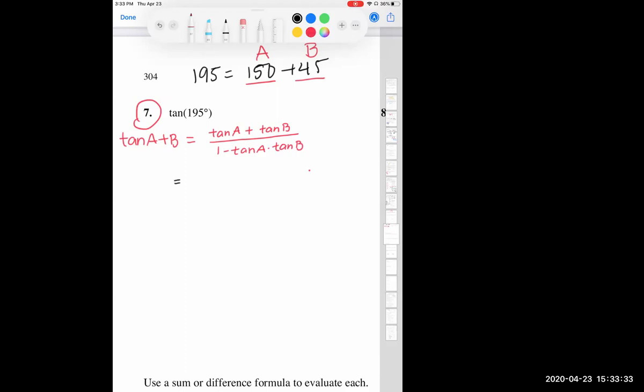So tangent of 150, so tangent of 30 is square root of 3 over 3. So we have negative square root of 3 over 3 plus tangent of B, which is 45. Tangent of 45 is 1, all over 1 minus tangent of A. Tangent of A is 150, which we said was negative square root of 3 over 3, times tangent of B. Tangent of 45, we said that was 1.